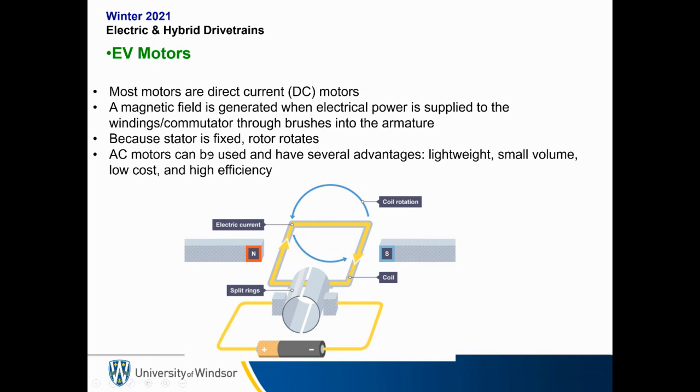So AC motors can be used and have several advantages. They are more lightweight, smaller volume, lower cost, and higher efficiency. However, the issue with AC motors is that the battery is always DC, so we need some sort of power inverter to convert the DC power coming from the battery to an AC current. So there's an extra component we need if we design vehicles around AC motors. That's why AC motors are currently not the most popular for electric vehicles.